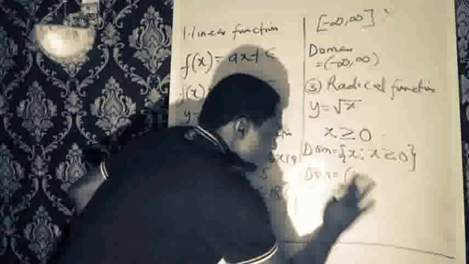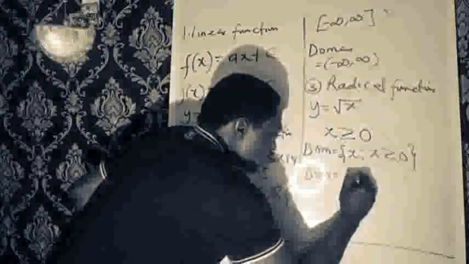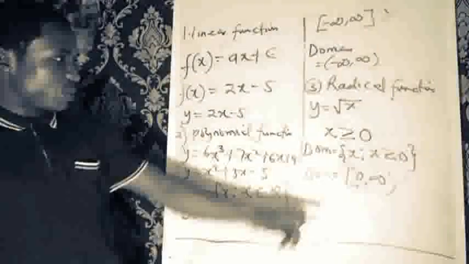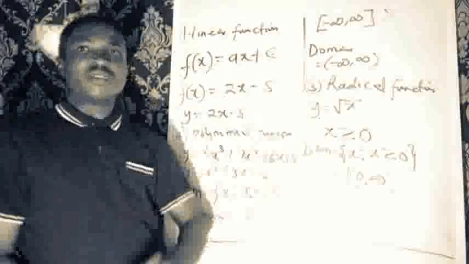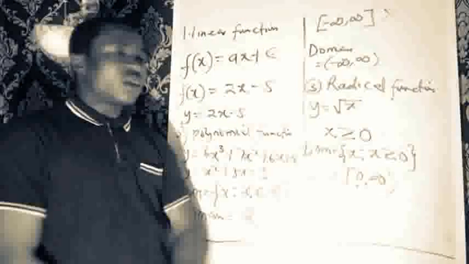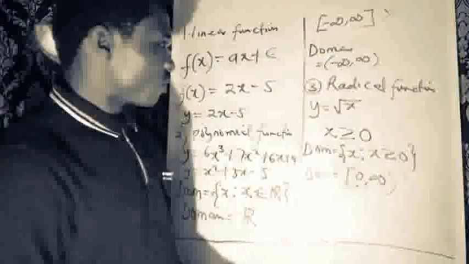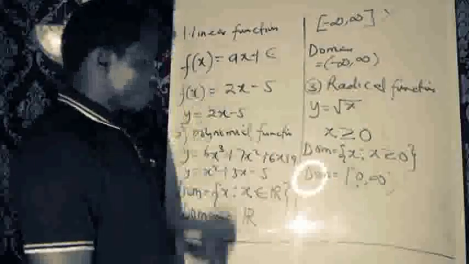From 0 to what? Positive infinity. Including 0. This means including 0. So every positive number up to infinity is included in this result. So that's what we have over here.